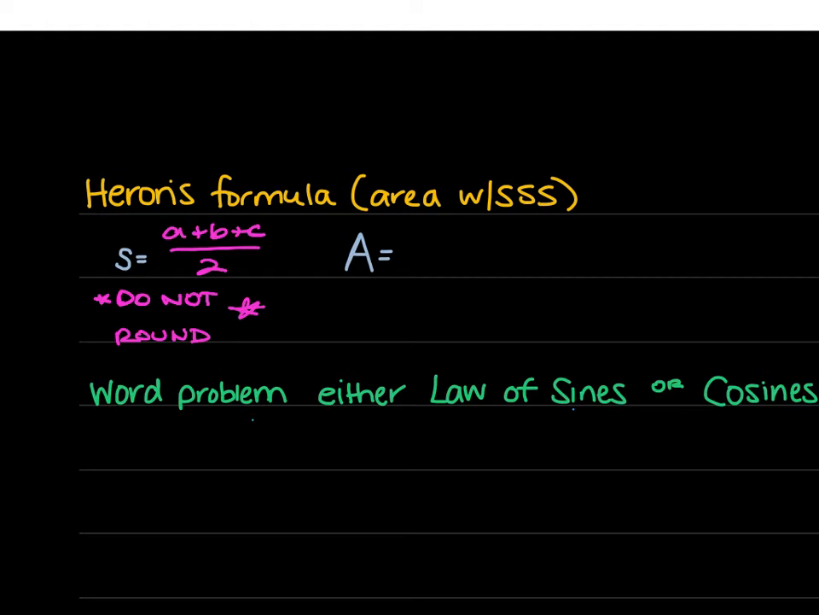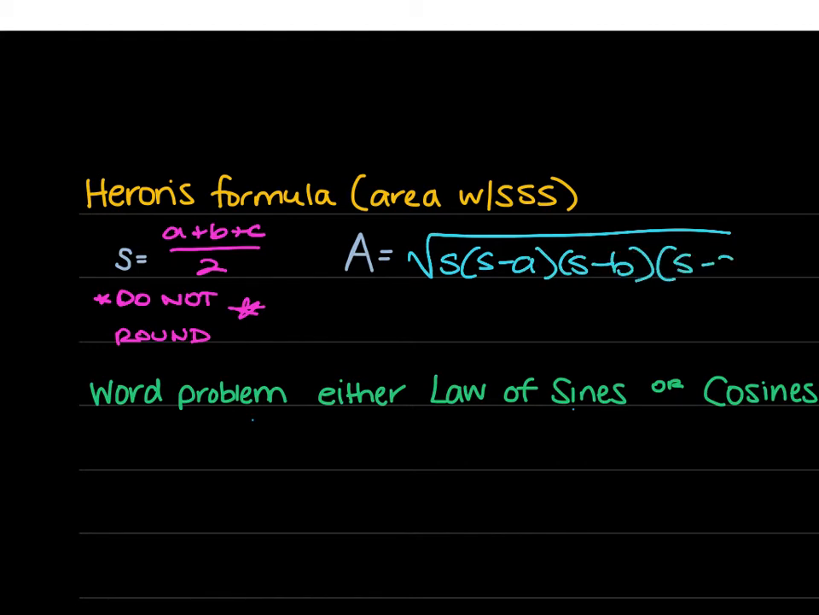And then the area should be the square root of S times S minus A times S minus B times S minus C. And let your calculator do that work. Just give me as much work as you can there, because if you get it wrong, I can't give you partial credit if you've got no work to show.